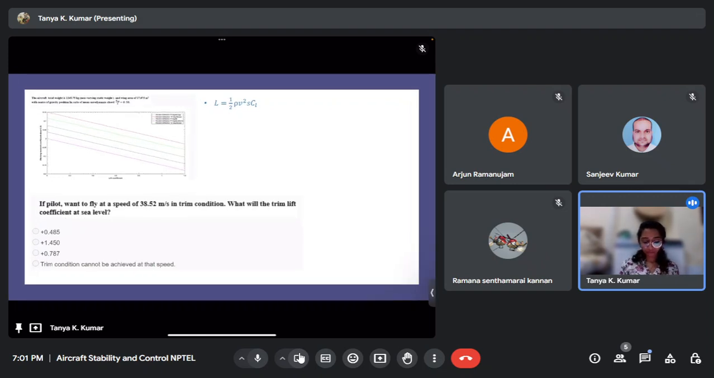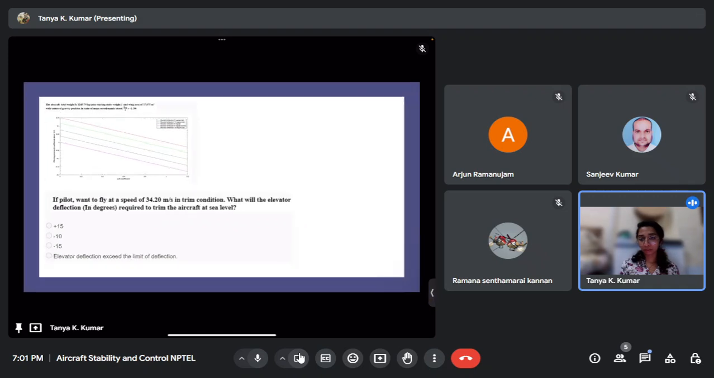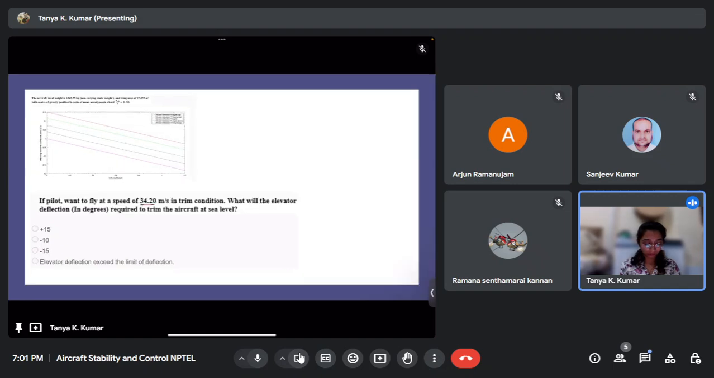If a pilot wants to fly at a speed of 34.2 meters per second in trim condition, what elevator deflection in degrees will be required to trim the aircraft at sea level? It's similar. The first part is you need to find CL trim, but note that your velocity value is different. So CL trim equals 2W by rho V squared S, where V has changed. You'll find your CL trim and then what delta E is required to trim at that CL trim. That is the question. Try doing this.